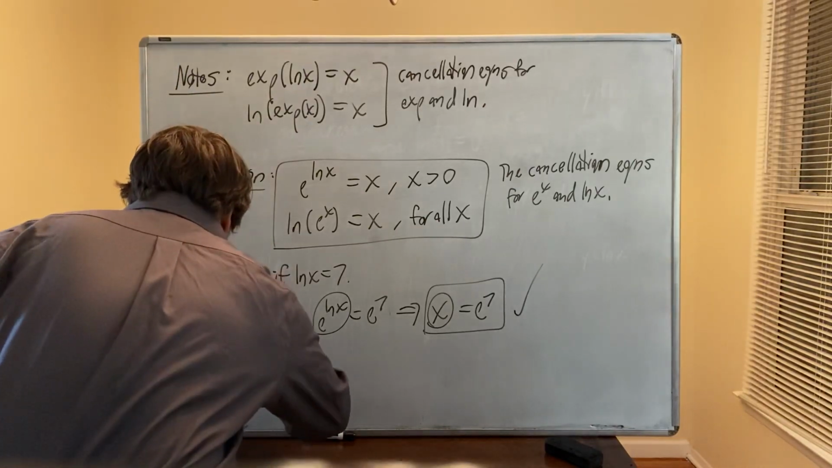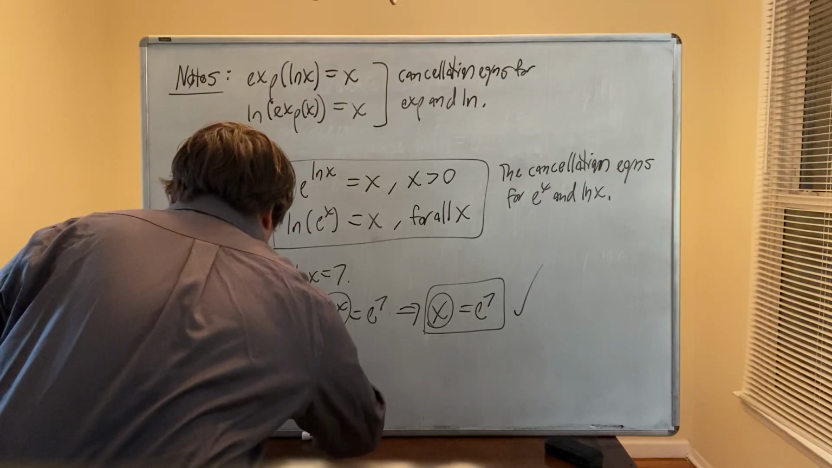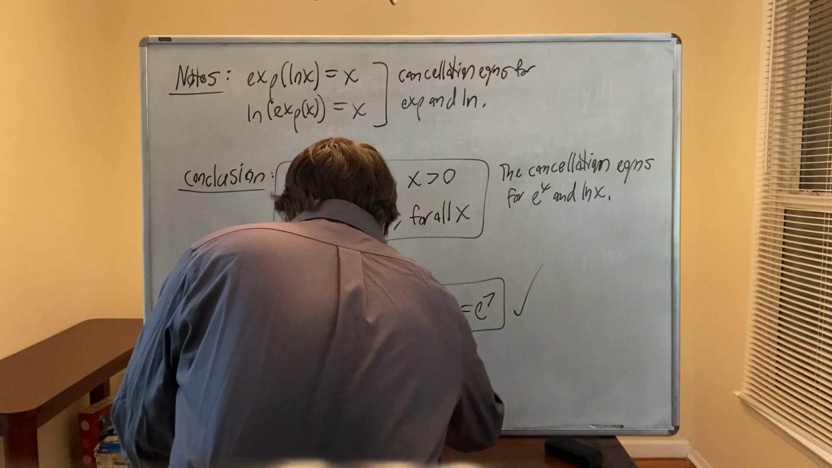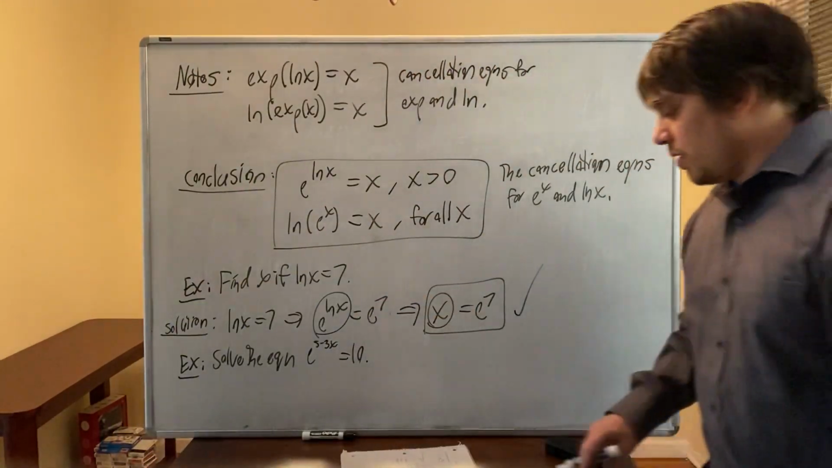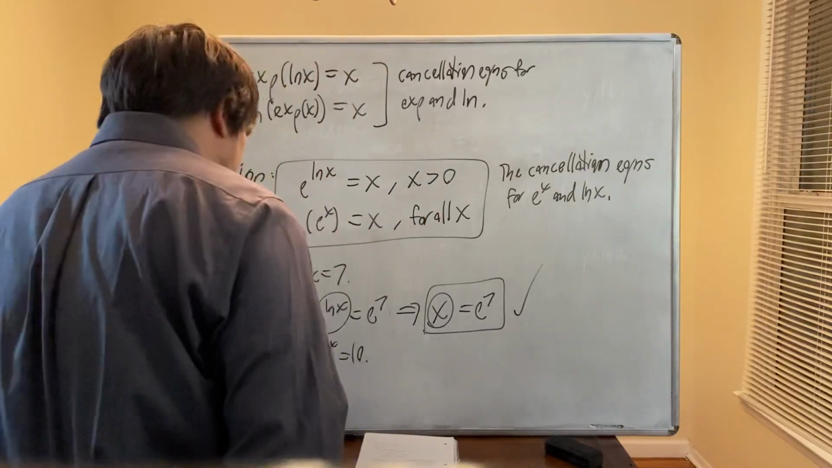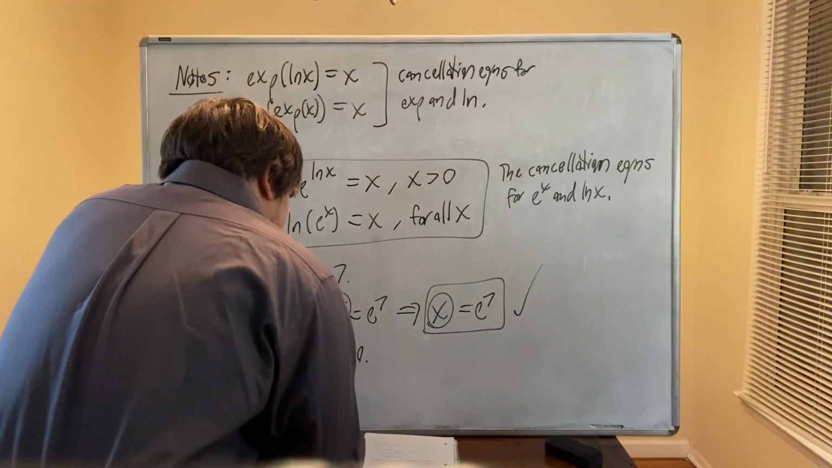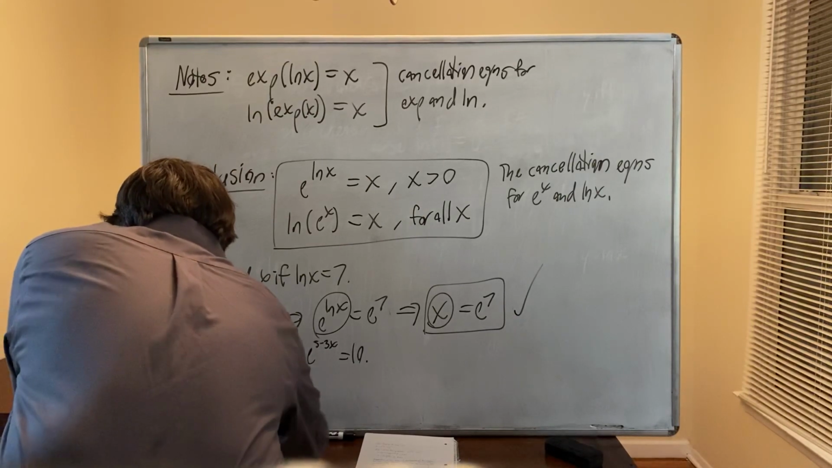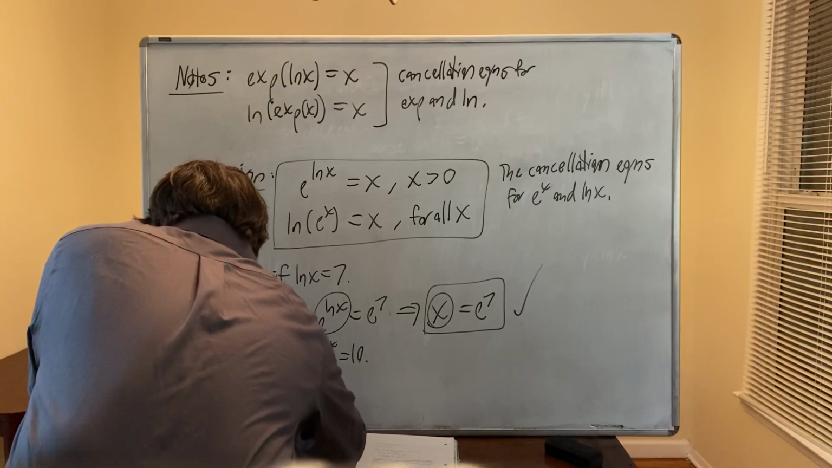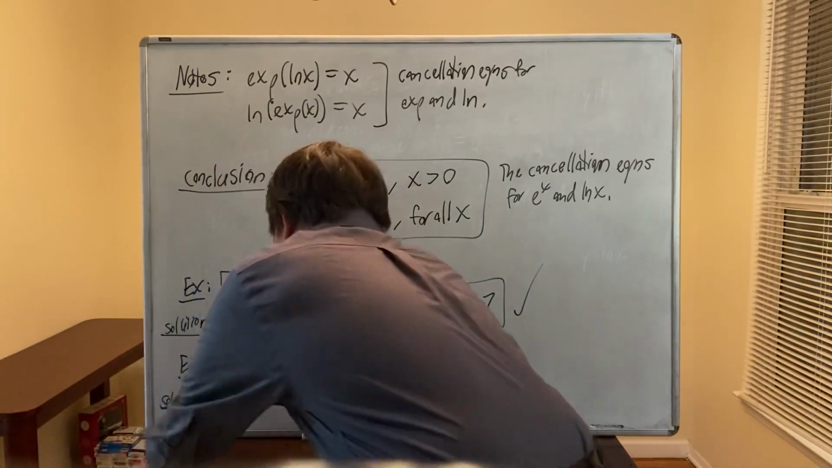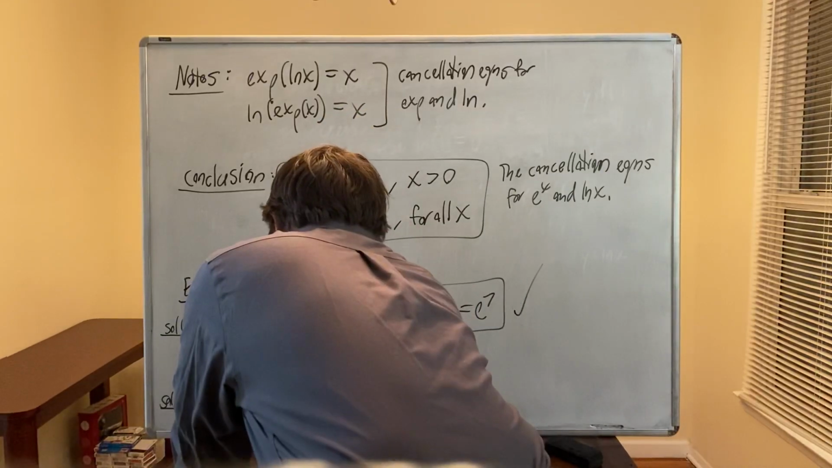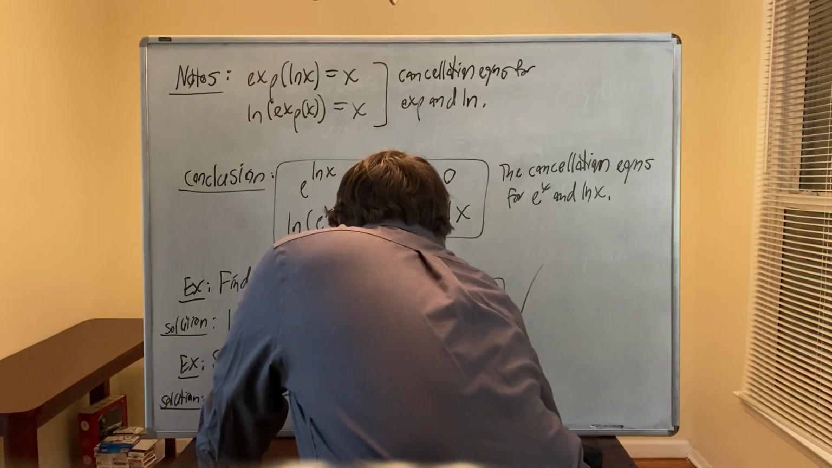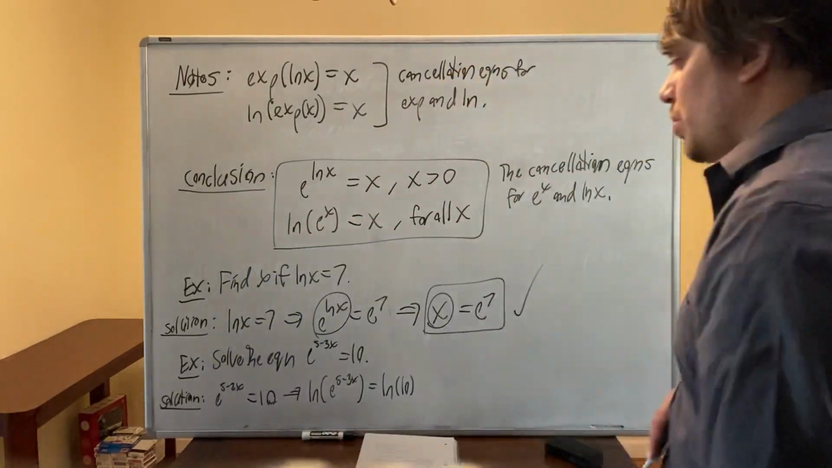Solve the equation e to the 5 minus 3x is equal to 10. Okay? Solve the equation e to the 5 minus 3x equals 10. So, solution. e to the 5 minus 3x equals 10 is the given. Okay, that implies that ln of both sides is equal. So ln of e to the 5 minus 3x is equal to ln of 10. Okay, this is because ln is a one-to-one function.